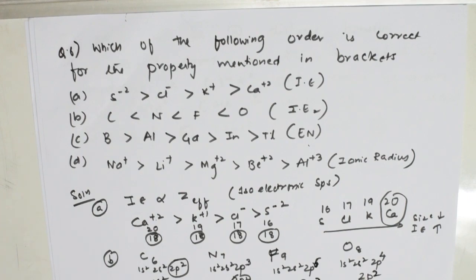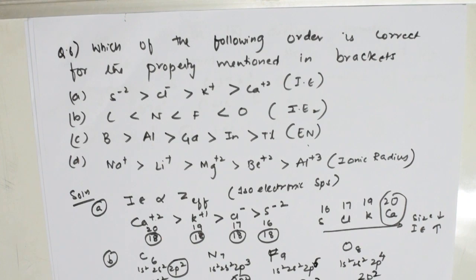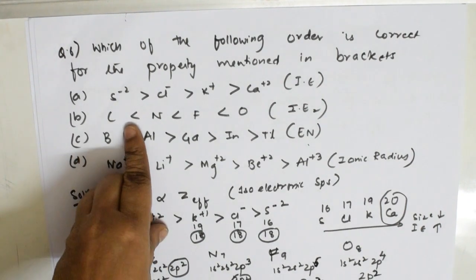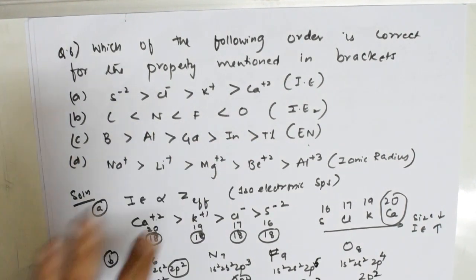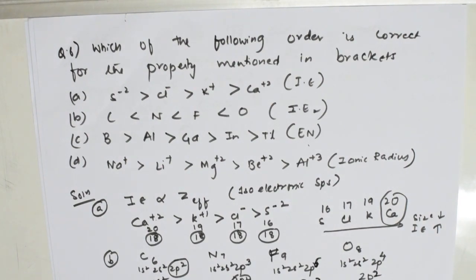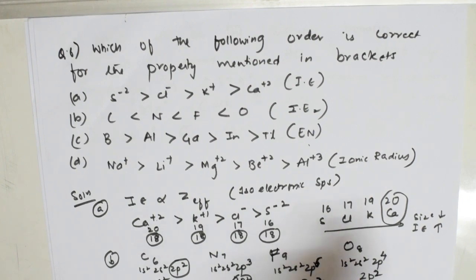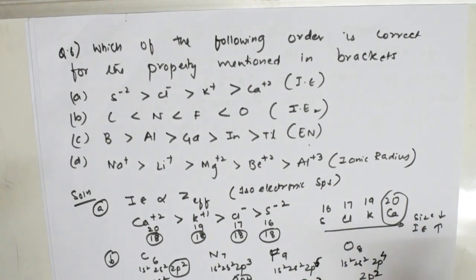Right. So which one can I remove easily? If I have to apply, the order should be, see here, this order: carbon, nitrogen, fluorine and oxygen. Why? Because here it attains a stable configuration. Half filled is more stable. Correct. Half filled being more stable means it is difficult for me to remove. So the order is correct.